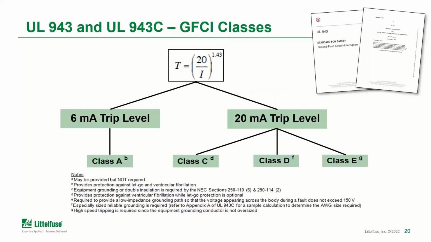Now, the second thing to look at is your trip time. The Class A devices, as we've talked about, have that 6 milliamp trip level. That means they provide that let-go protection as well as ventricular fibrillation protection. Now, the Class C, D, and E special purpose GFCIs have a 20 milliamp fixed trip level. If you remember some of the curves we were looking at, this does provide ventricular fibrillation protection, but is not going to provide complete let-go protection.